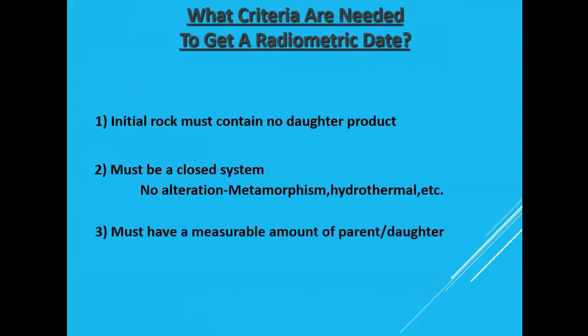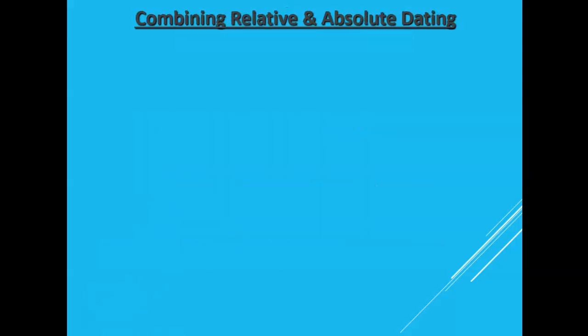All right, so here are the 3 criteria that need to occur for this system to work. You can't have any daughter product in the beginning. We said that. You're going to look at a sample and be able to identify a mineral that would only incorporate the parent into the system. It can't have been altered. And of course, there has to be a measurable amount. So if the mineral has a tiny amount of parent, or if a long period of time has transpired and almost all of the parent has decayed to daughter, it would be hard to count the number of parent atoms. So those 3 things have to occur for us to get an accurate age date.